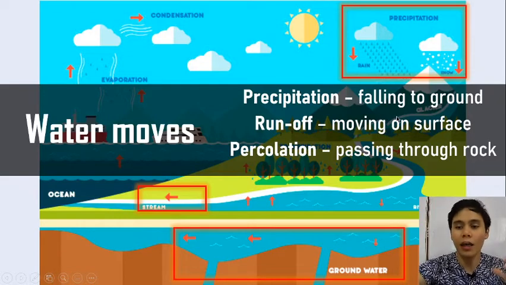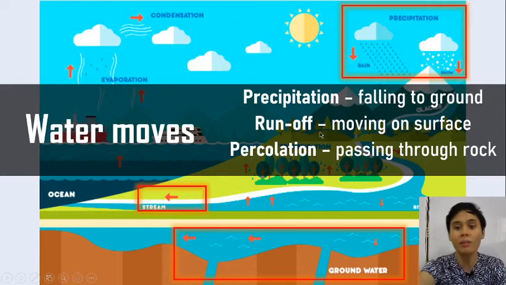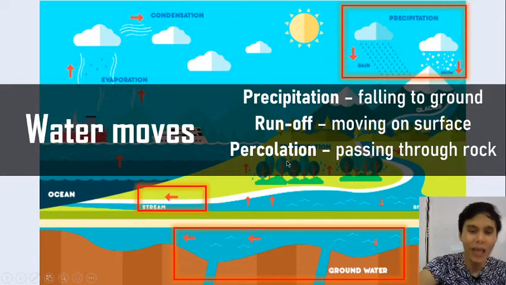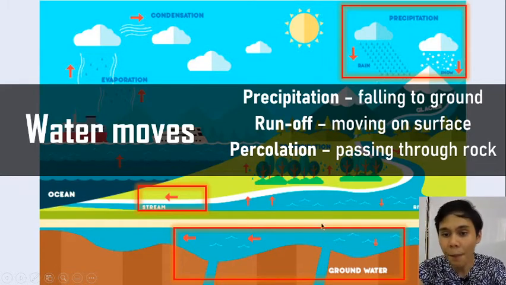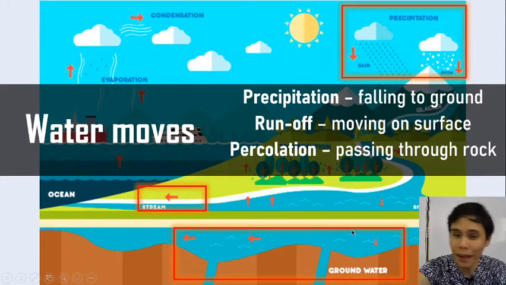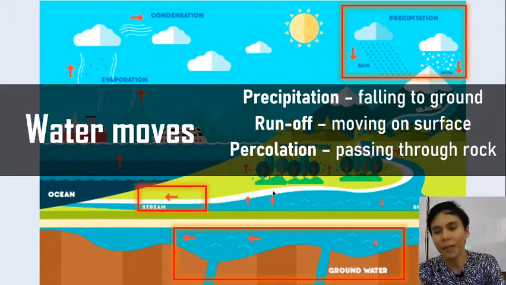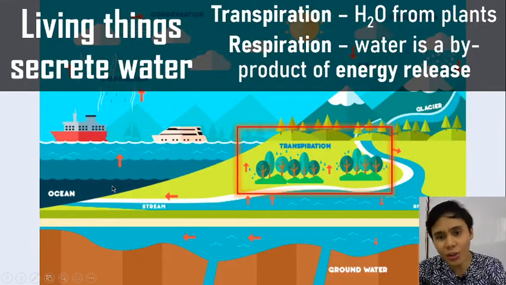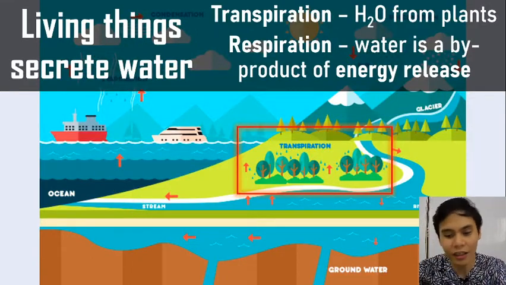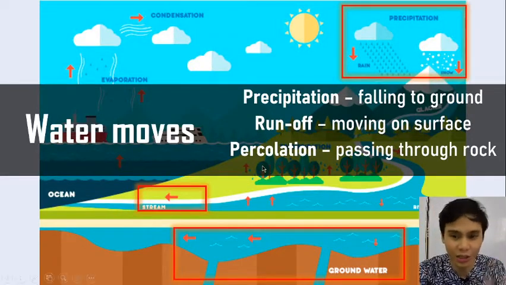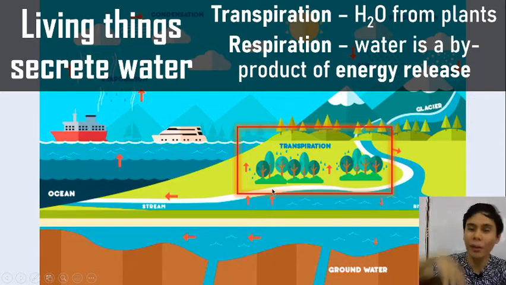Runoff is the movement on the surface of the earth. So rivers and streams are counted as surface runoff of water. And percolation is the term for when water passes through rock. So underground water, like in aquifers, can pass through rock to move from place to place through percolation. And next, we also have living things, the biosphere. Earlier, the percolation relates to how water moves through the geosphere. Now we have water moving through the biosphere.